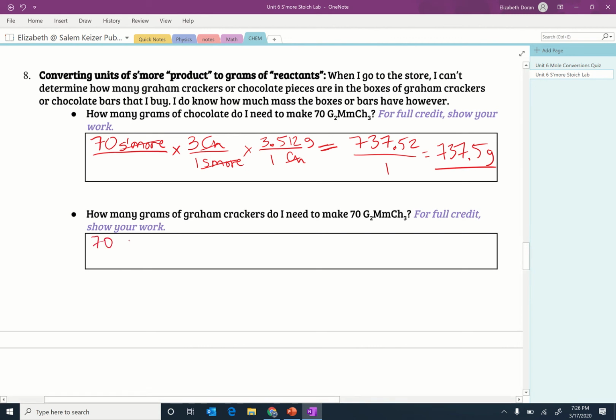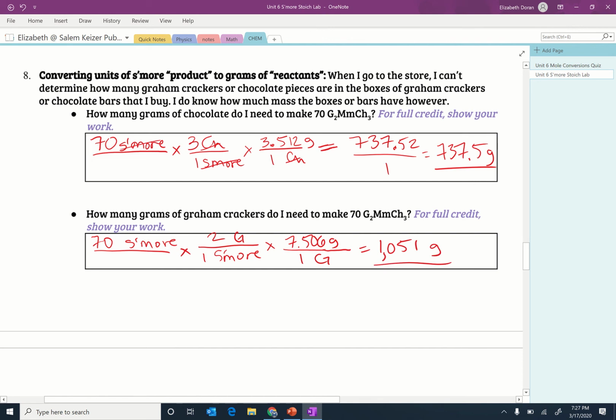So we're going to do something very similar for graham crackers. Again, we're trying to make 70 s'mores. So we write out our 70 s'mores, underline it, put a multiplication sign. In every 1 s'more, there's actually only 2 graham crackers. Okay. And then every 1 graham cracker has a mass on average of 7.506 grams in every 1 graham cracker. So now we can write our equal sign, multiply across the top, and divide by 1, and we round to 4 sig figs, we get 1,051 grams. Okay.